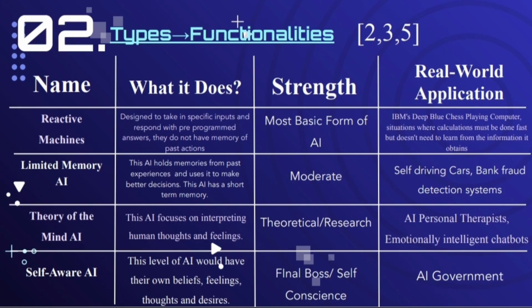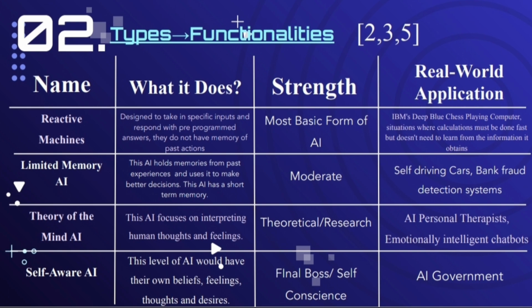So the first type is reactive machines. This is the most basic form of AI. Basically, these machines are designed to take in specific inputs and respond with pre-programmed actions or answers. They do not have a memory of their past actions, so you couldn't use them in, for example, a simulation where you want the AI to learn and adapt to problems or situations. It doesn't have a memory for that. An example of this is actually IBM's Deep Blue chess playing computer. And another example could be situations where calculations have to be done fast, but the machine doesn't necessarily have to remember those calculations to learn from the information it obtains.